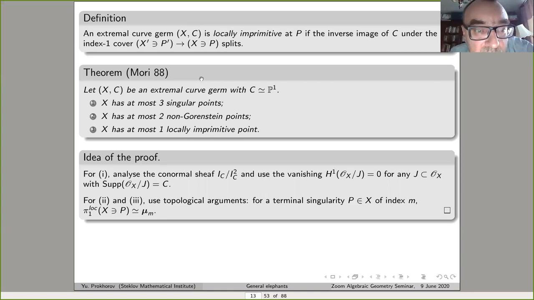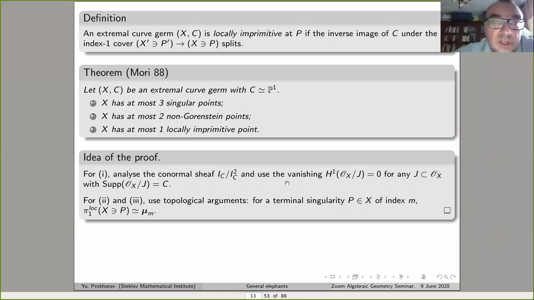The idea is as follows. We have to carefully study the conormal sheaf. Of course, there are torsions, so it's technically more complicated. And using vanishing, Kawamata-Viehweg vanishing gives us H1 of O over G is zero for any J. So this basically gives us the first property. And the second and third ones follow from more or less easy topological arguments.